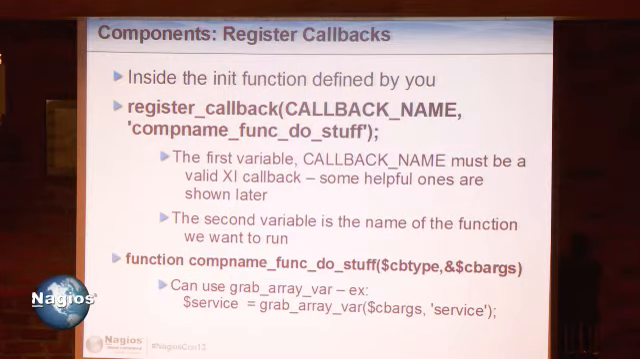Component name underscore function do stuff, and then it's going to take CB type and a CB args. And this is going to be used to be able to grab array values that are passed to this component. So if you wanted to get the service name inside of this function that's being run, you're going to use the grab array var from the CB args, you're going to grab service. And it's going to let you grab that service name and use that inside that function.